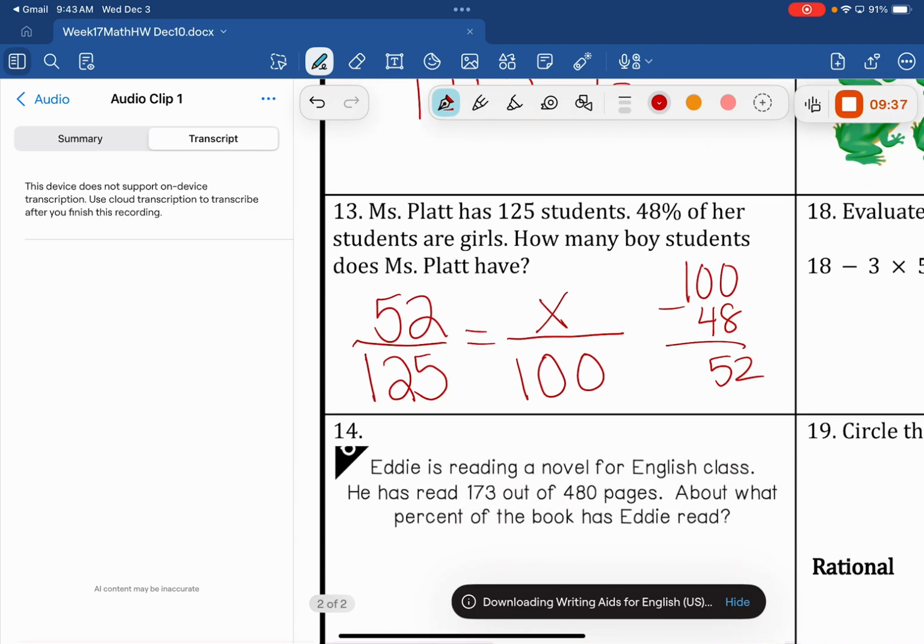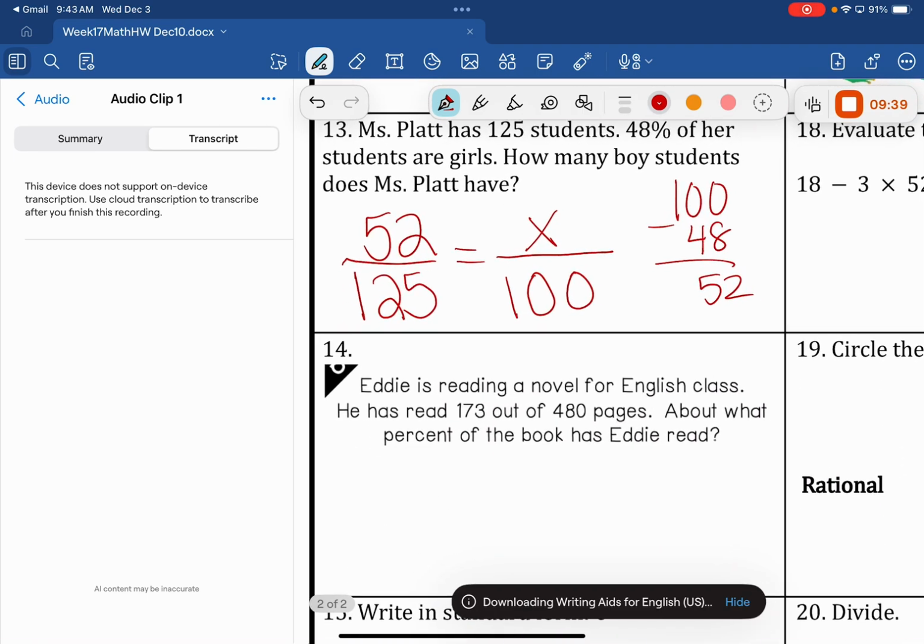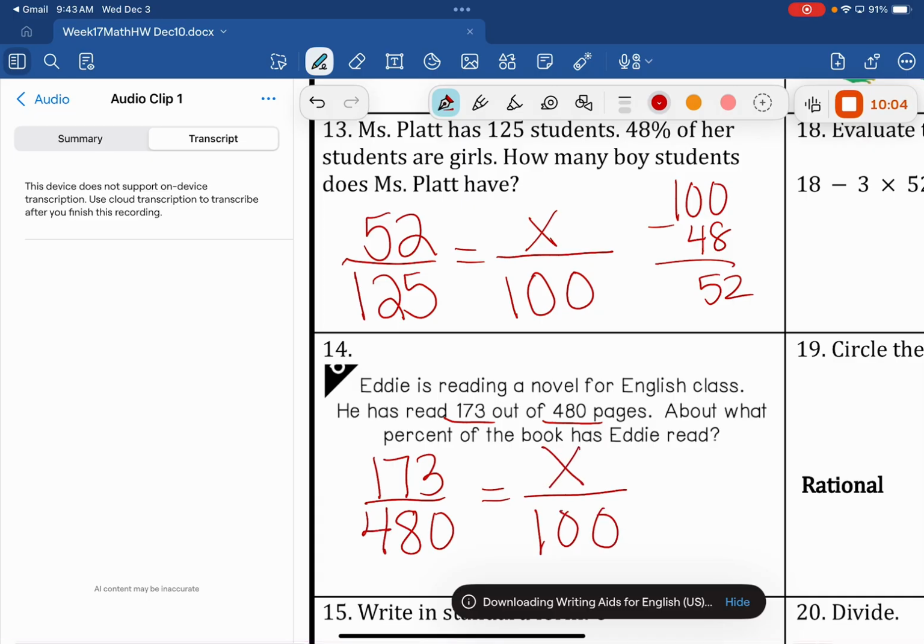Okay, down here. Eddie is reading a novel for English class. He has read 173 out of 480 pages. About what percent? Oh man, she really got you on the percents. Okay, so the whole book is 480 pages. 173 are read. This is your free space of 100. You're trying to figure out the percent.